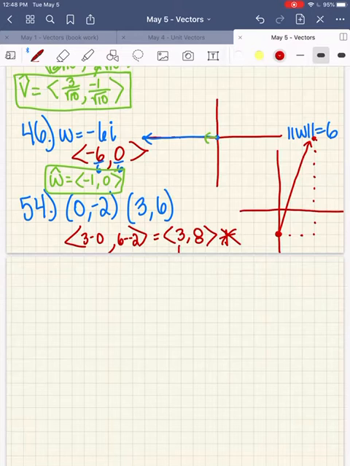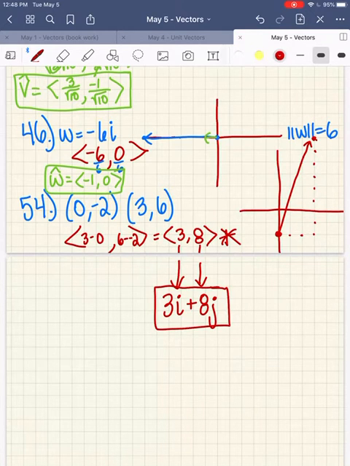So remember, the 3 is going to go with the I, and the 8 is going to go with the J. And because they're both positive, I'm going to put a plus between them, and then that's it. So that's my answer for that last one.